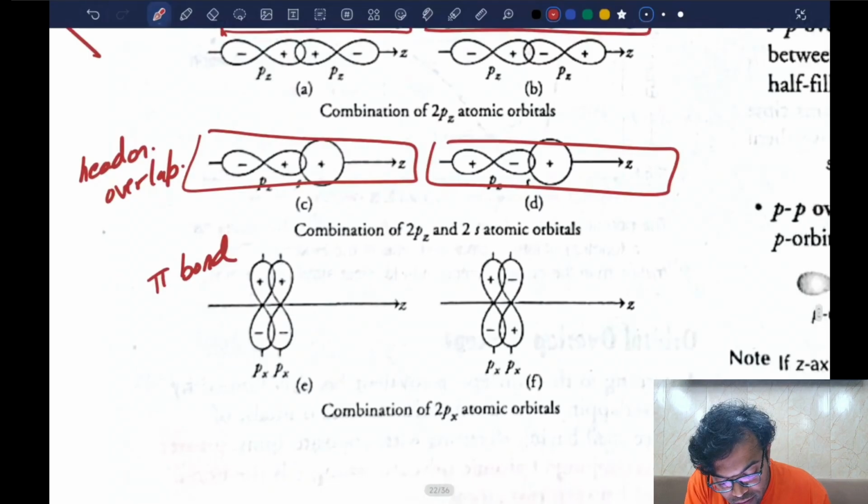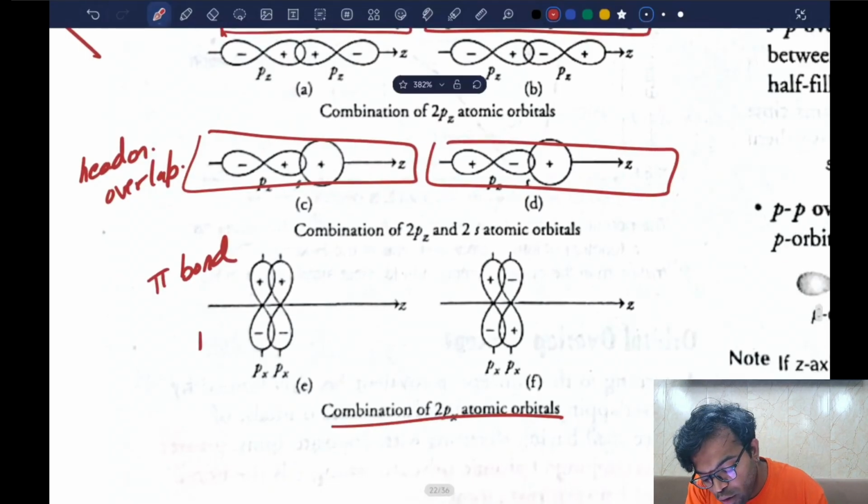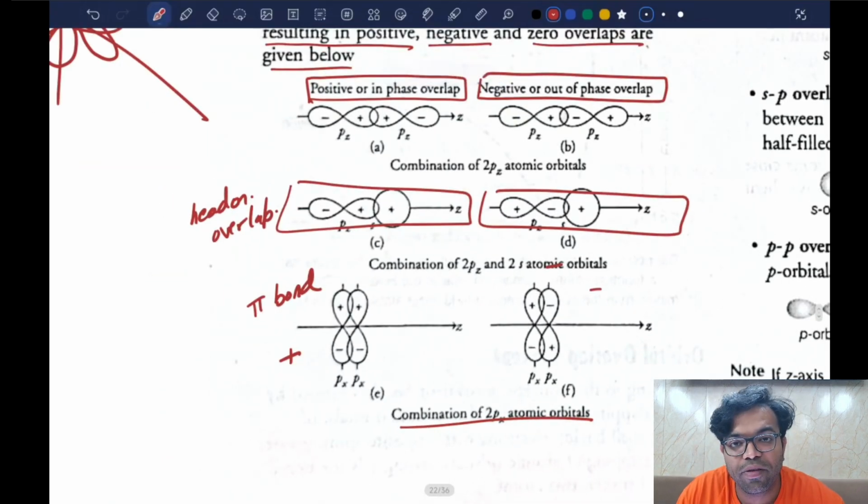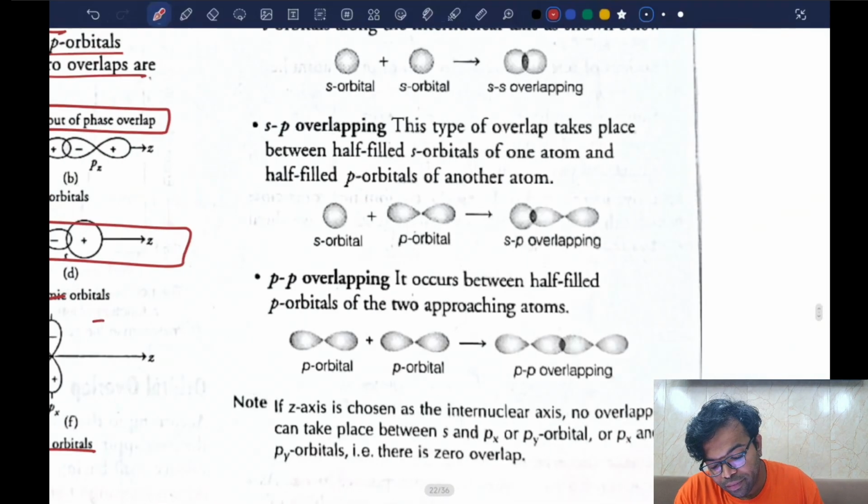So this is the sideways combination. Again, you will have positive overlap, and this will be negative overlap. So what is the difference between a positive overlap and a negative overlap? If the positive lobe overlaps with the positive lobe, you get a positive overlap. If a positive lobe and a negative lobe overlap with each other, you get a negative overlap. Understood? Next.